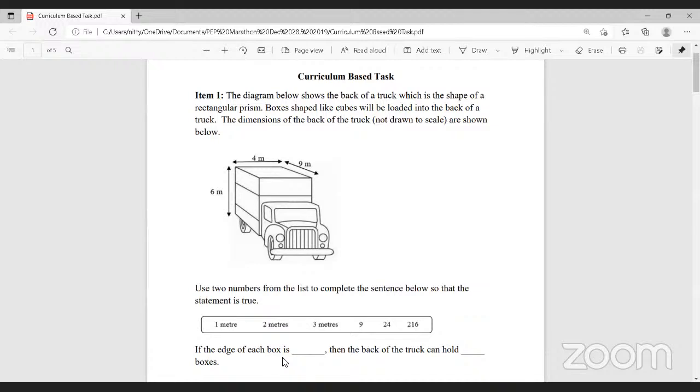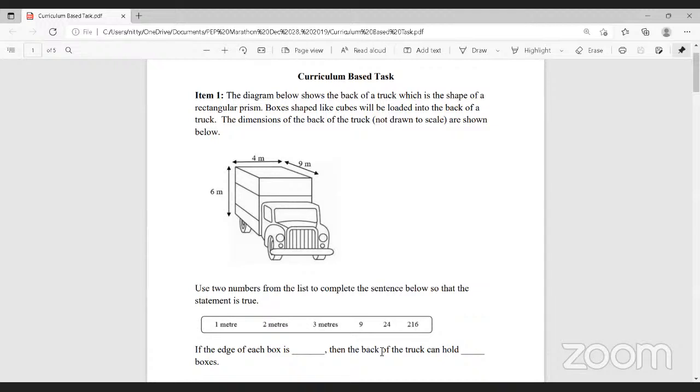Because it says if the edge of each box is blank, we don't know. We have to first know the amount of space, or the volume or the capacity of this truck back before we can go ahead and think about the edge of the box and how many boxes the back of the truck can hold, stuff like that.